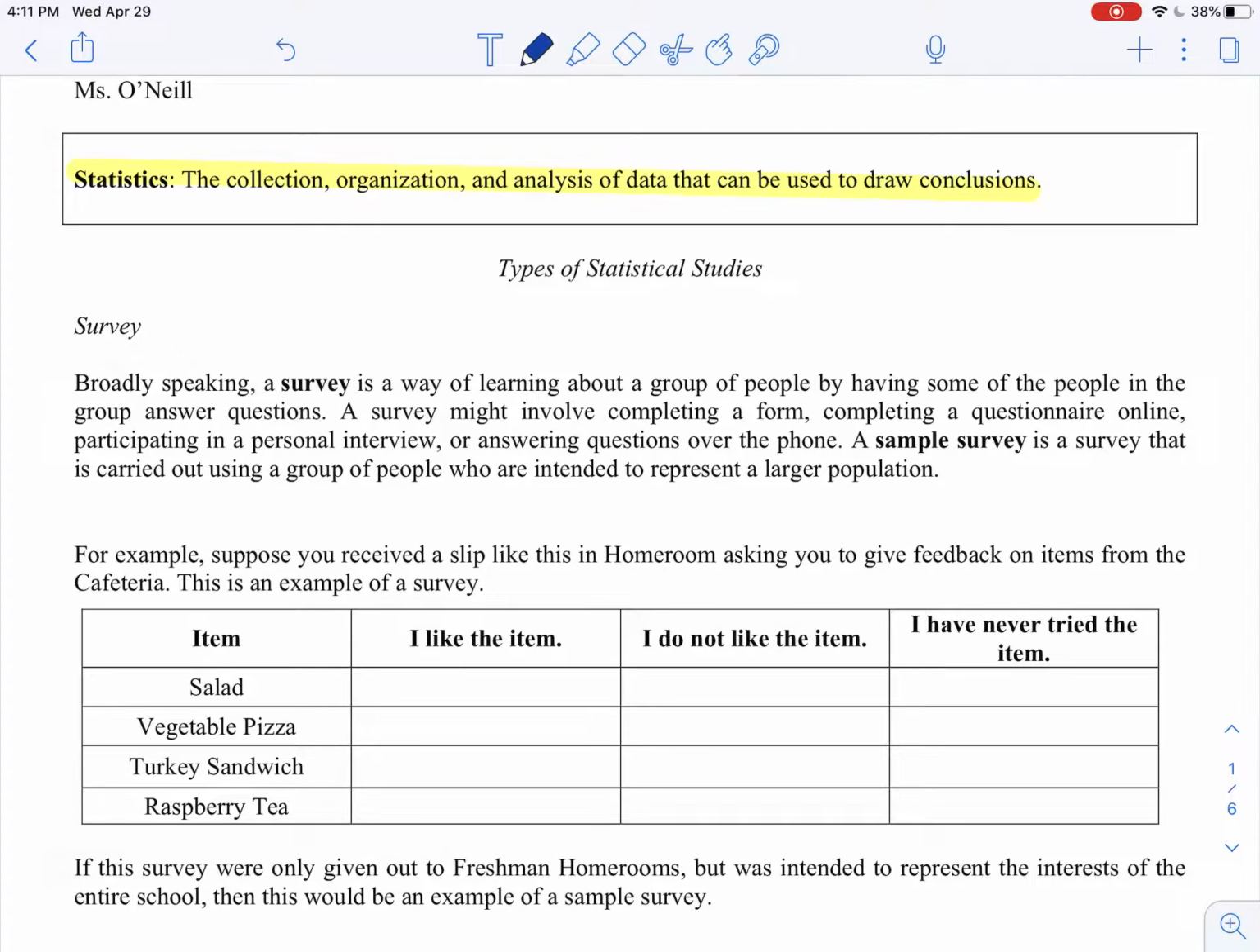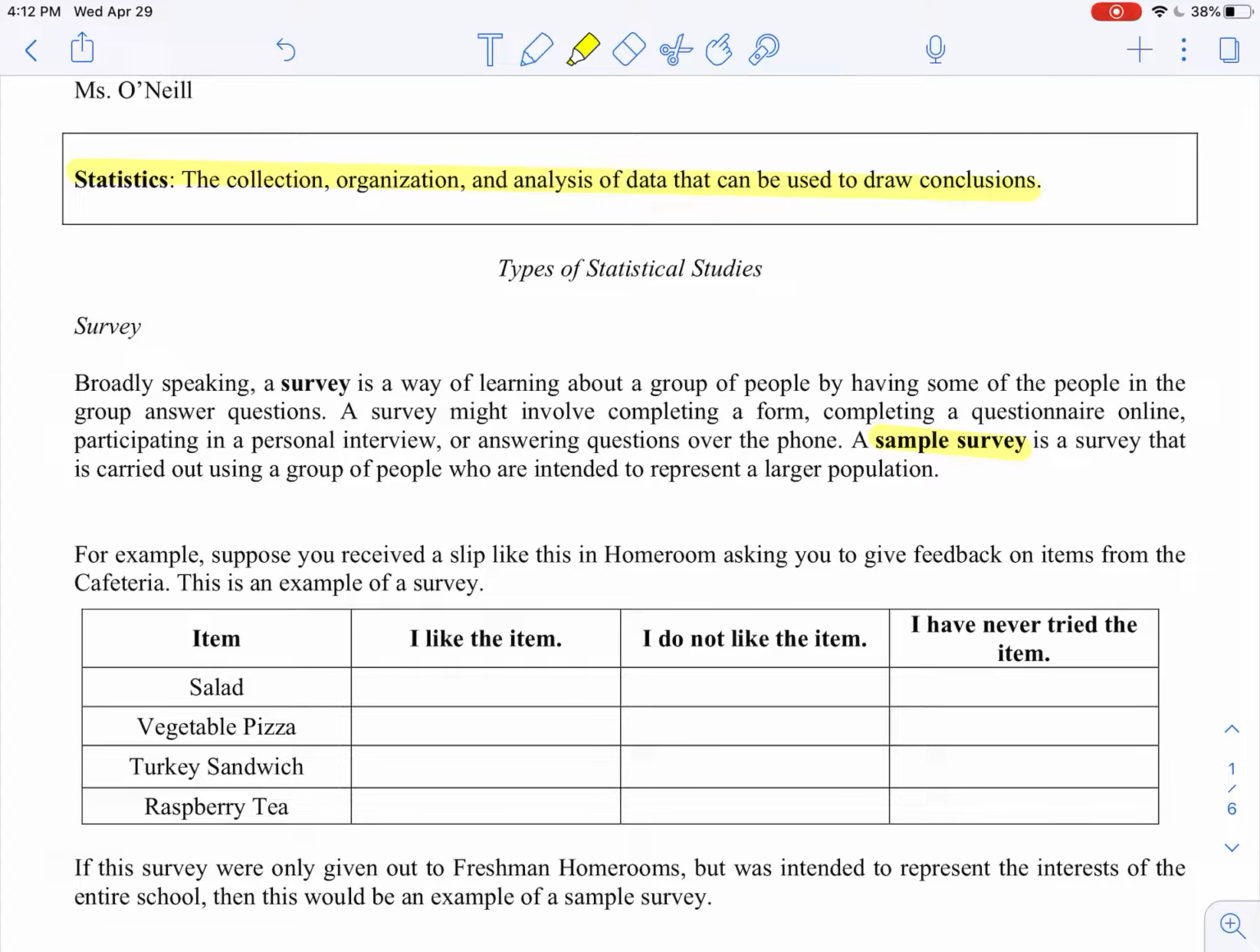Okay, so let's start with talking about a survey, okay? A survey is a way of learning about a group of people by having some of the people in the group answer questions. Probably a better way of expressing that is to call that a sample survey, where you're surveying a sample of the population, not the entire population of people.